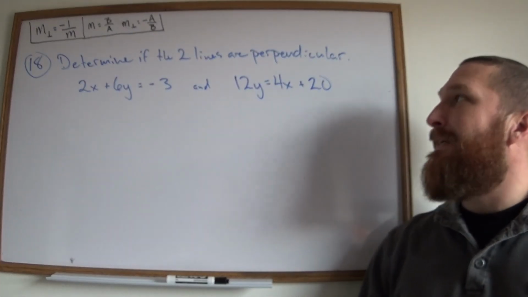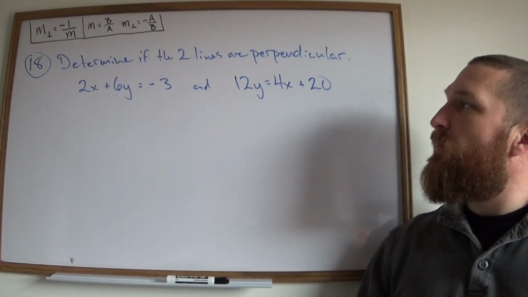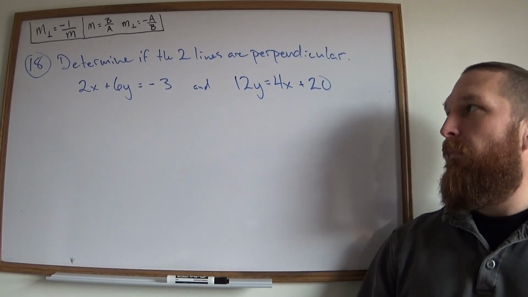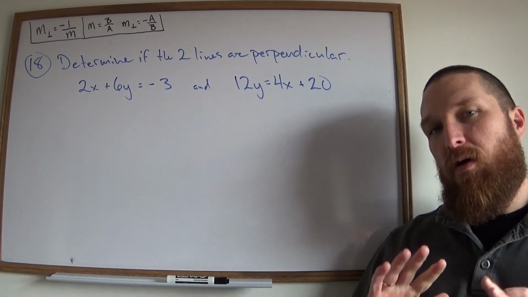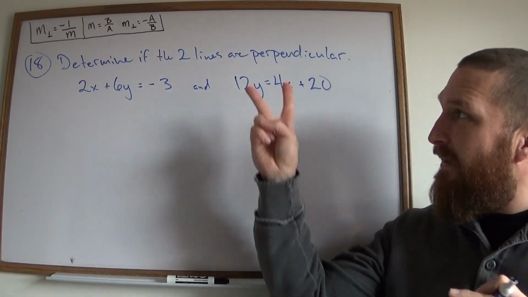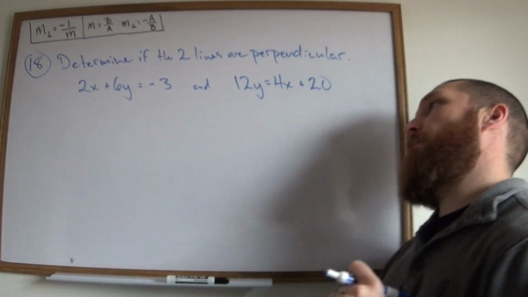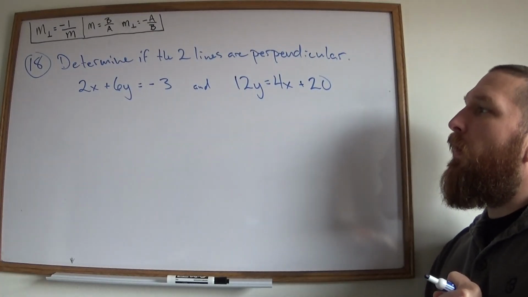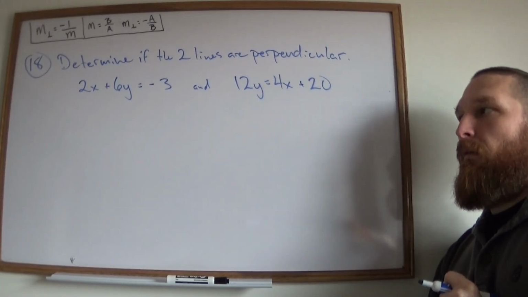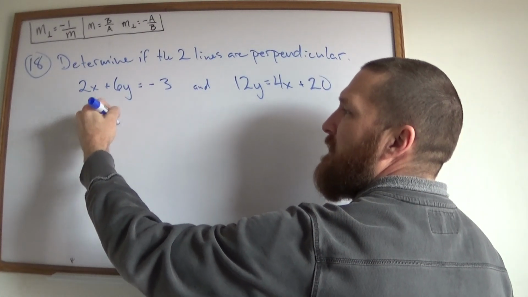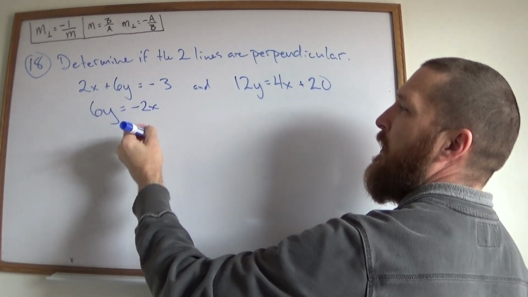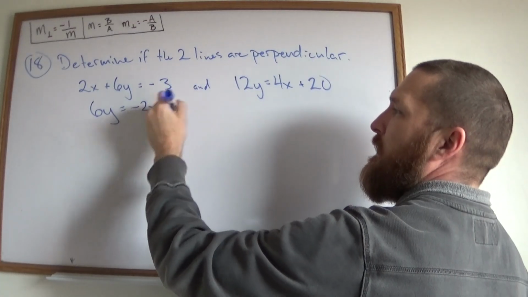Problem 18 says, determine if the two lines are perpendicular, and they give you two lines. Well, whether or not something's perpendicular comes all down to the slope. So if we could find the slope of these lines, we could compare them and see if they have that relationship that we're looking for, right? So I'm going to take the one on the left and get it into the form y equals mx plus b. That means get the y all by itself. So we have 6y over here, -2x right there, and then -3.